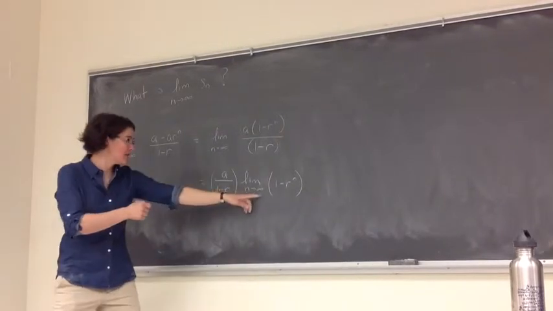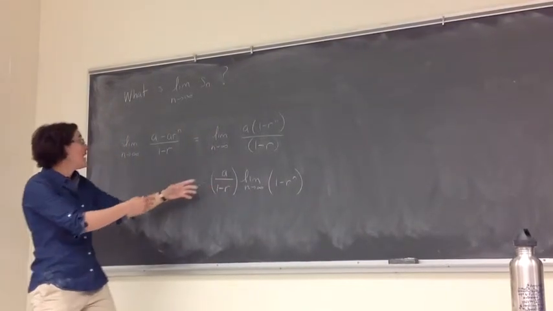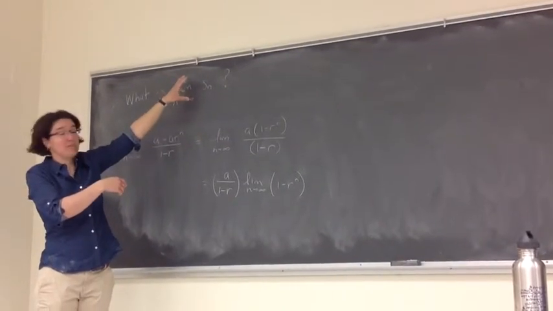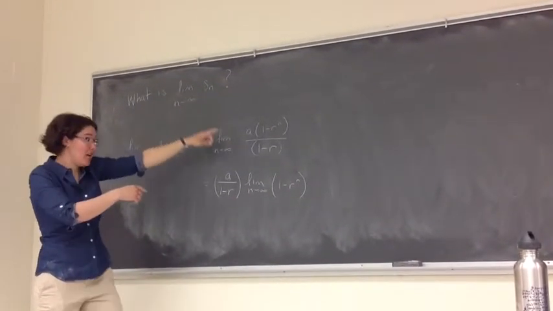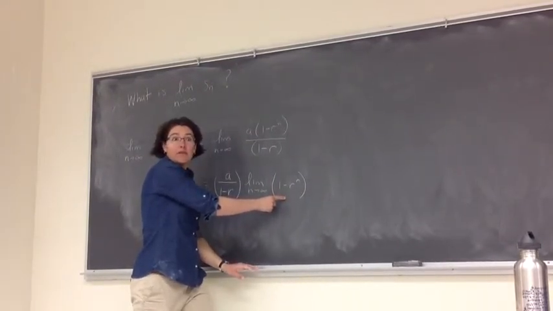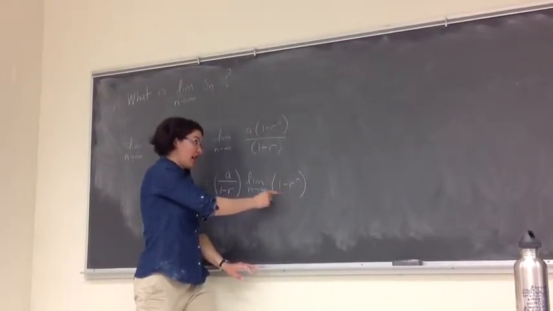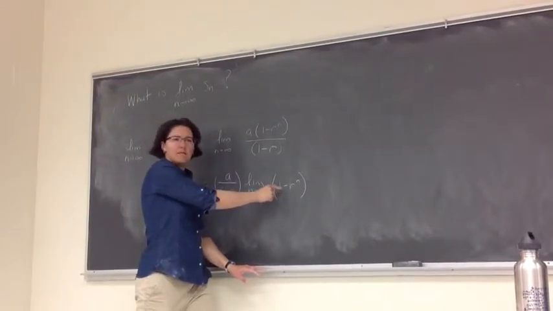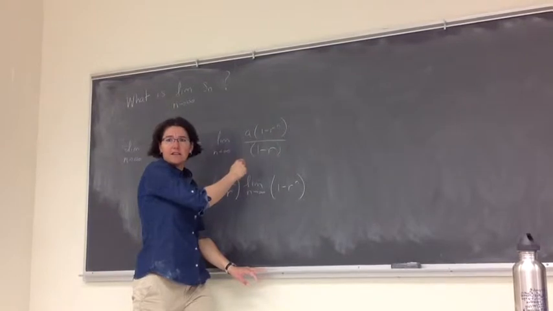Okay, so I look at this limit here, and I'm still asking what happens to the limit of our sequence of partial sums, and it all comes down to answering this question right here. This question right here is, as n gets really big, what happens to 1 minus r raised to the n?